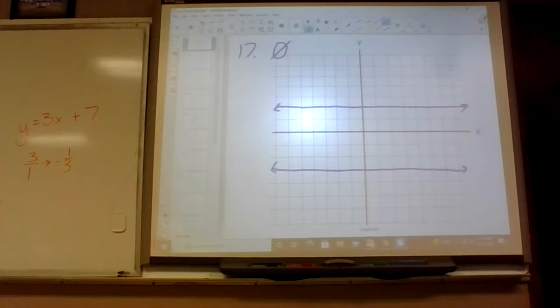Go ahead and draw the lines, if you haven't. Are they supposed to be dotted? No, they are solid. Number 19.